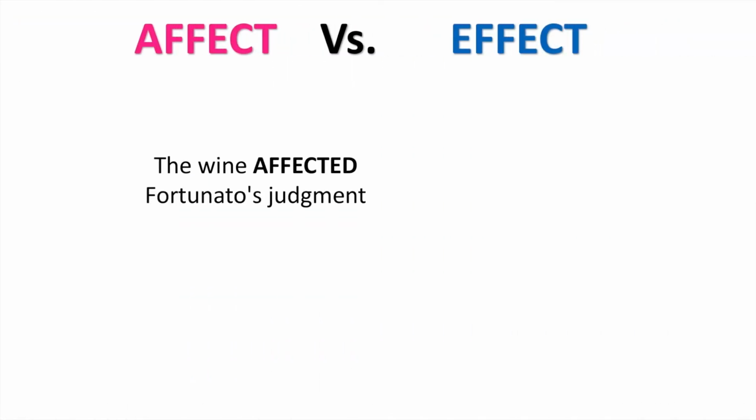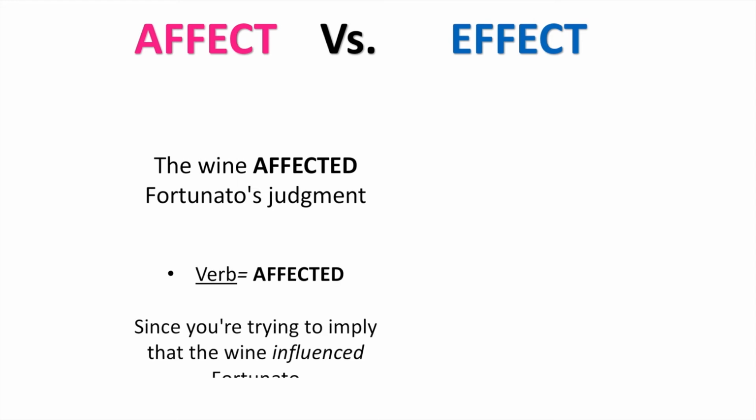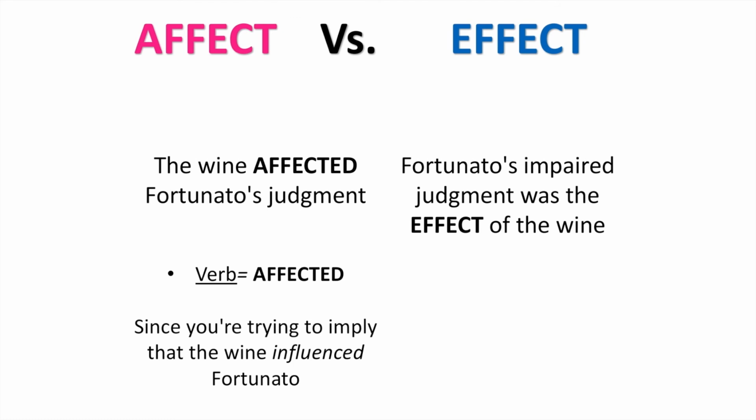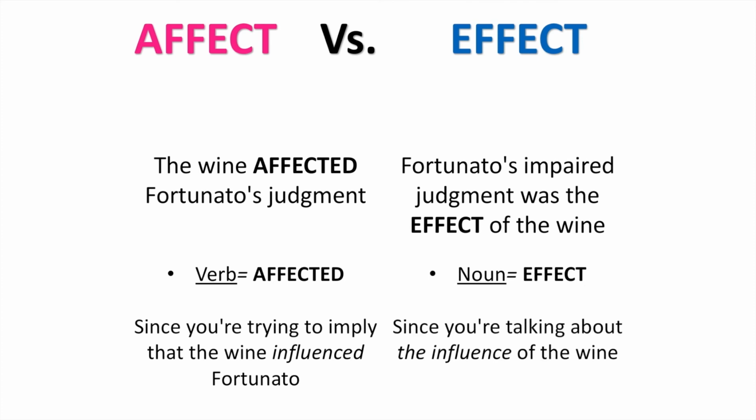The wine affected Fortunato's judgment. Here, the verb affect is used since we're trying to imply that the wine influenced Fortunato. Alternatively, Fortunato's impaired judgment was the effect of the wine. Here, the noun affect is used.